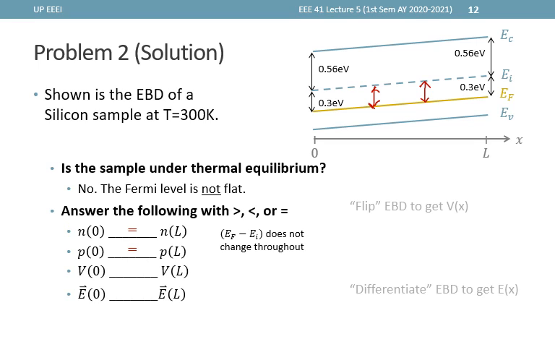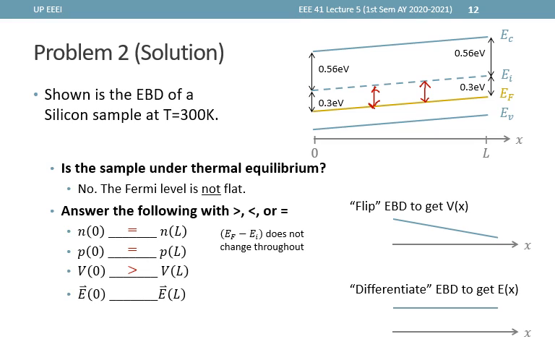Next, for the voltage, we'll have to flip the EBD to get V of X and get a plot like this, and therefore we can conclude that the voltage at the left side, or at X equal to 0, is higher than the voltage at the right side. Now, when we differentiate EBD to get the electric field, EC is simply linearly increasing upwards, and therefore the electric field must be some positive constant, and therefore the electric field at X equal to 0 must be equal to the electric field at X equal to L.